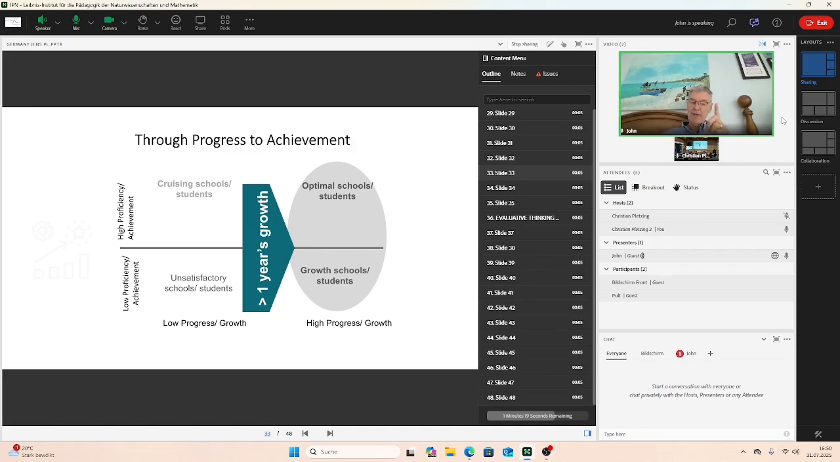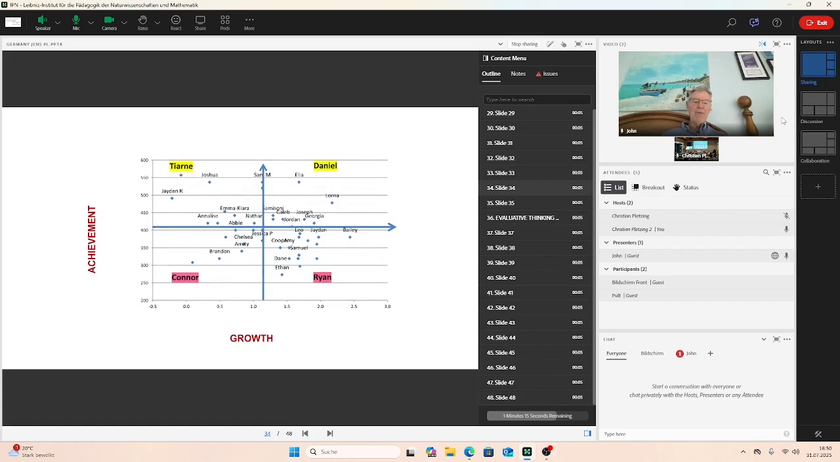Let me be specific. Here's an example of a class test. No PISA, no standardised. And the teacher has simply plotted progress by achievement. Now look at Daniel and Tane. On the achievement continuum, they're number 1 and 2 in the classroom. And I bet Daniel and Tane go home and say, yes, I'm first and second. I bet many teachers say, yes, Daniel and Tane are smart. They know all the stuff.